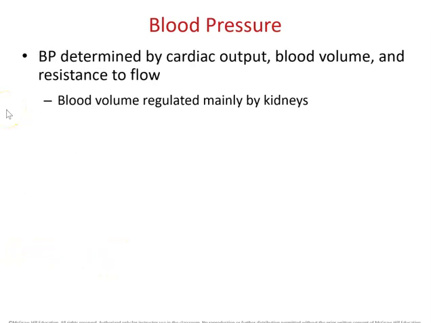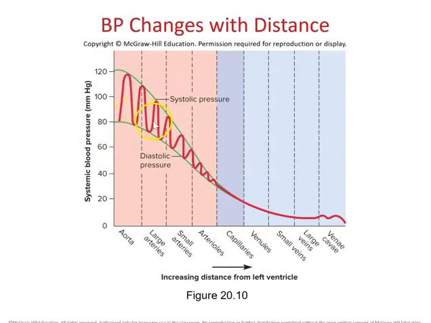Blood pressure changes can be determined by cardiac output, blood volume, and the resistance to flow. The blood volume is regulated mainly by the kidneys. Blood pressure changes with the distance of blood from the heart. When the blood is close to the heart, for example the aorta, it has the highest blood pressure. When the blood is away from the heart, the blood pressure will decrease with the distance from the left ventricle.